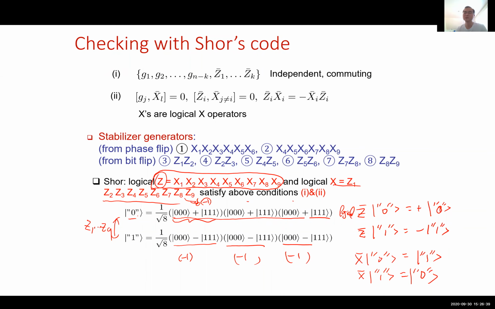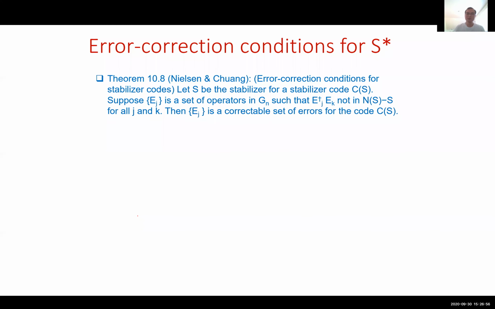Okay. So we talk about this stabilizer formalism. It's useful in the sense that it can also be used to explain why Shor's algorithm can correct one qubit error. So I need to introduce a more advanced condition, the error correction condition for stabilizer group. Okay, so this is also a theorem from the book by Nielsen and Chuang. It's the error correction condition for the stabilizer code formalism.